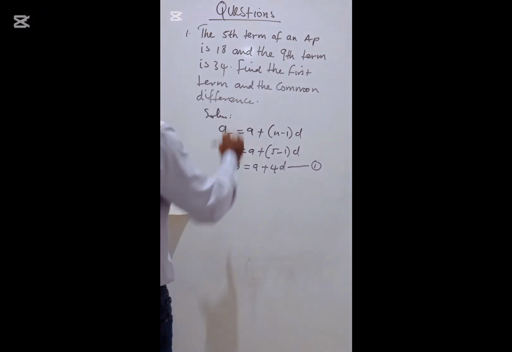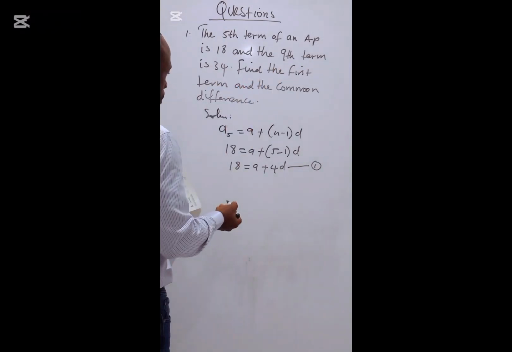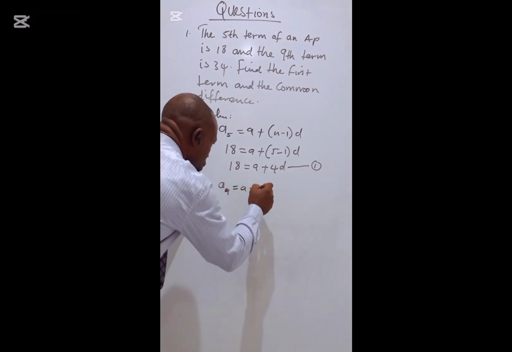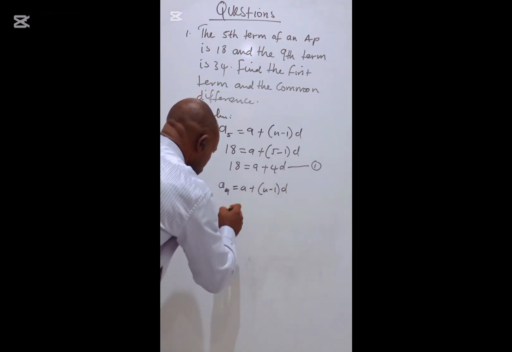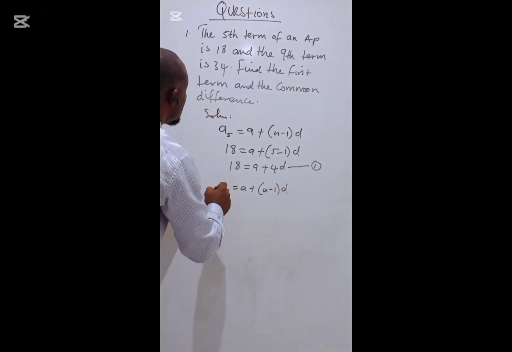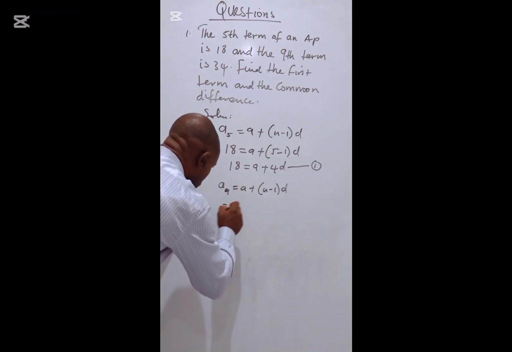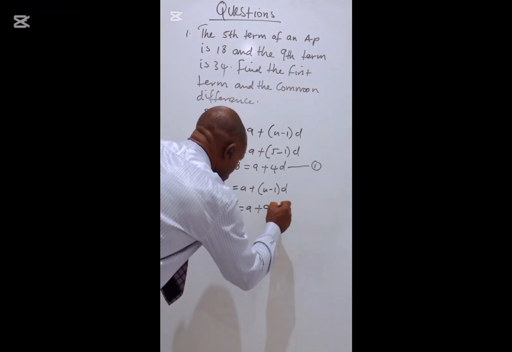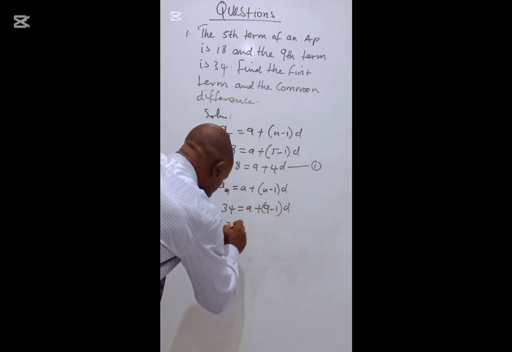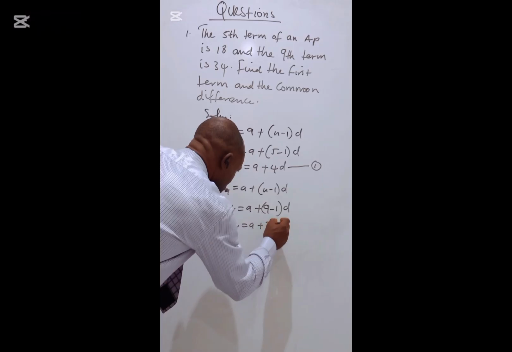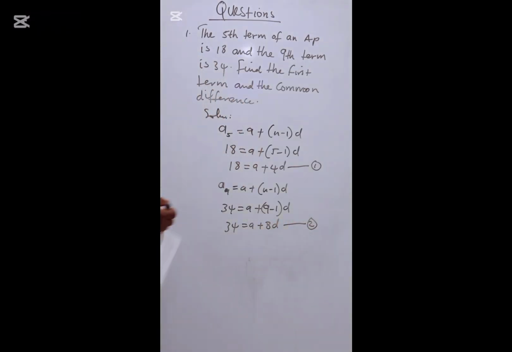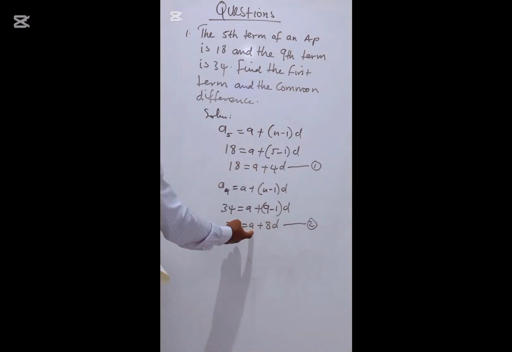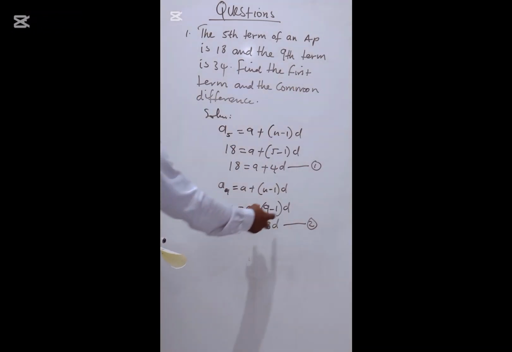The second part of the question says the 9th term is 34. Therefore, T9 is equal to a plus n minus 1 d, where T9, the 9th term, is equal to 34. First term is unknown. Number of terms is 9, minus 1 d. Therefore, 34 is equal to a plus 8d. I'll call this equation 2. It says find the first term and the common difference. The first term is a, the common difference is d. So we're going to look for a and d.